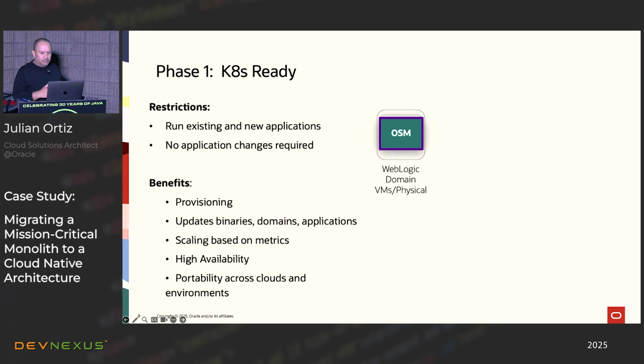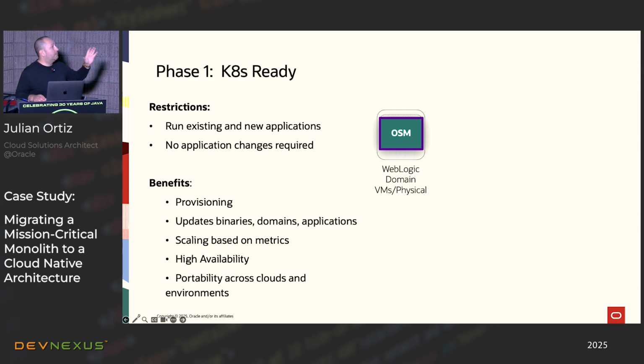So phase one, how do we do it? The team started working on Kubernetes support with the following restrictions: the application, OSM, needs to be run as it is. New applications are fine, but no changes to those applications.